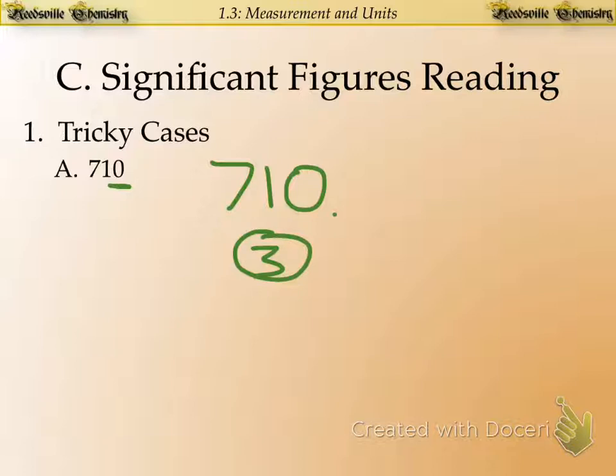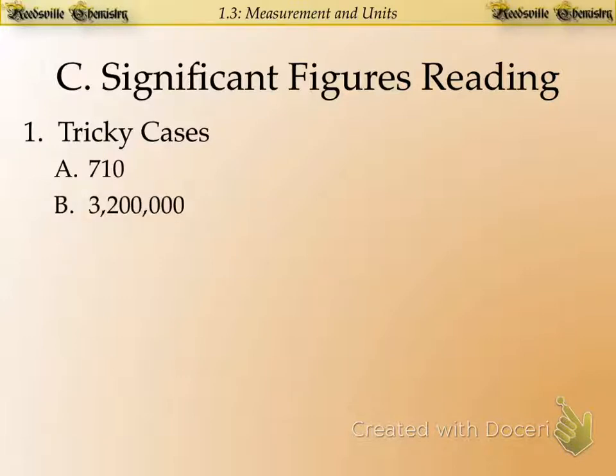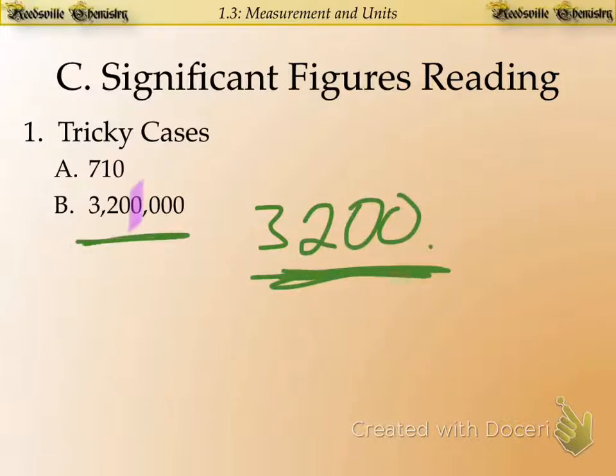Okay? One more tricky case. Let's say you have a large number. Let's say the number is 3,200,000, and you are sure of that number down to this 0 right there. Okay? Well, you can't just lop off the other 3 zeros and say, well, the number is 3,200. Boom. No way. This number is nowhere near this number. Okay, I'd rather have this much money than this much money.